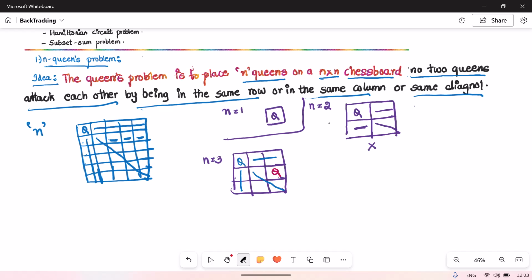Now, with respect to this queen, eliminate the boxes in which you cannot place your next queen. So this row, this column, and this diagonal also will be eliminated. Here it was not possible, here also not possible, here also not possible. Now, in the next row, there is no possibility of placing the queen, right? So you can say that for n equal to 3 also, when there are 3 queens, you do not get a valid solution.